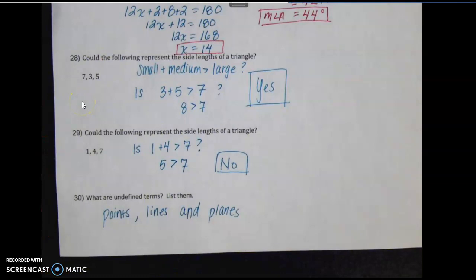Number 30, what are undefined terms? If you weren't aware, that was the very first thing we learned in this class. Points, lines, and planes are called undefined terms.